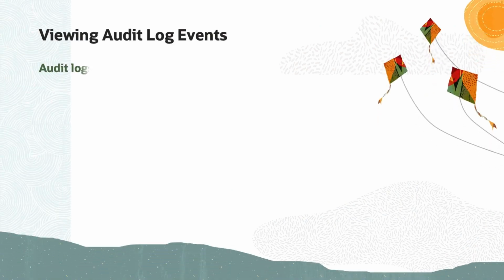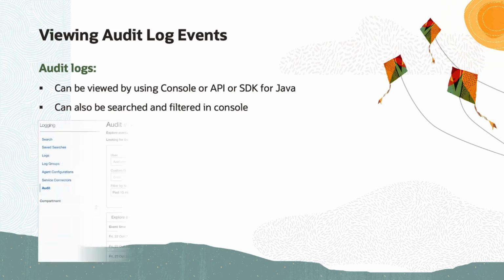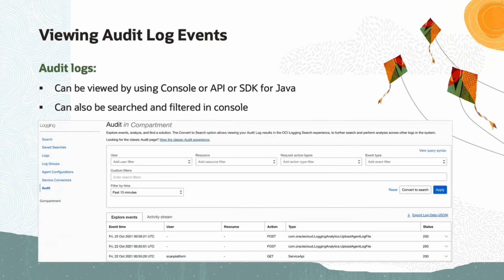There are multiple ways you can access audit logs. You can access these log events using the OCI console, as it is part of the OCI logging service, or you could use APIs or the SDKs for Java. Similar to other log types, audit logs can also be searched and filtered based on your requirements. As an example, you can filter by a user account, by the resource, by an API action, by time range, or using custom filters.